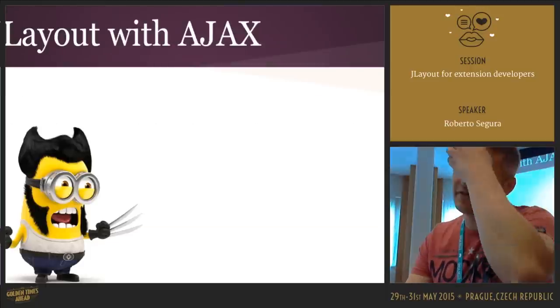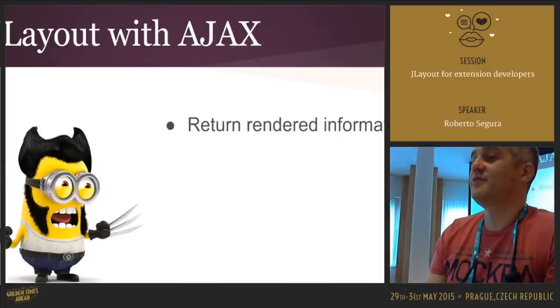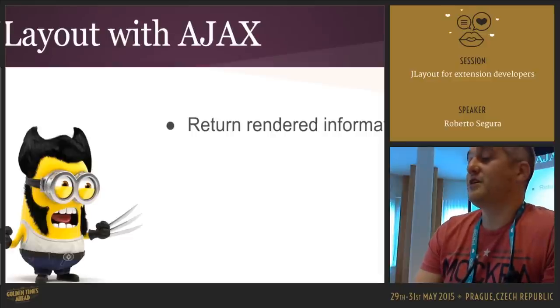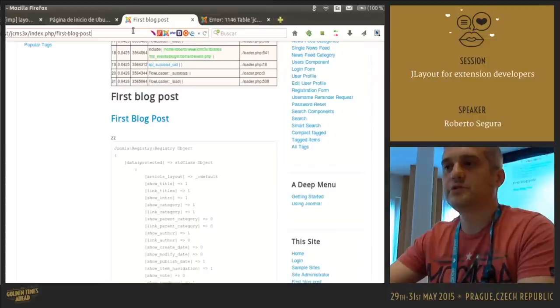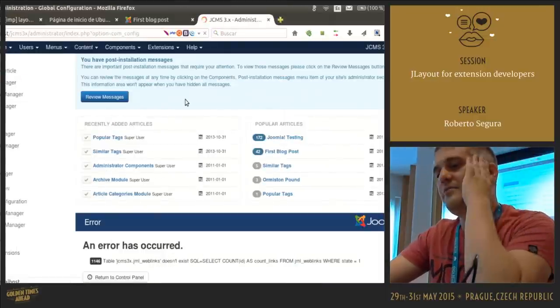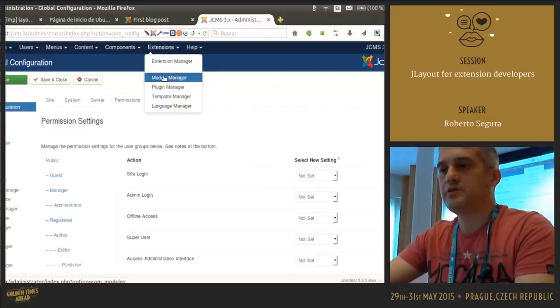One of the most powerful things that I have found is using JLayout with Ajax. With Ajax, you can return directly to a layout renderer, for example, to display a form. I'm going to show it. I created an extension for a component, and it was changing. I think it's here.